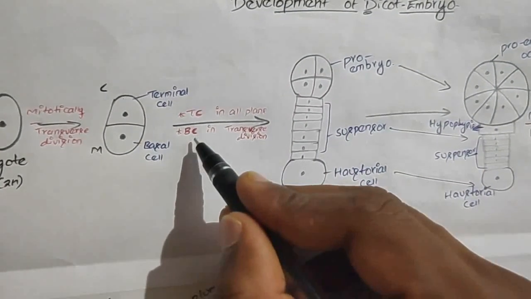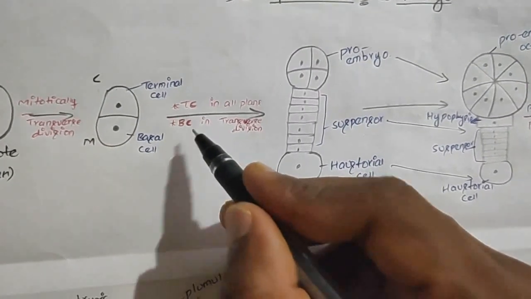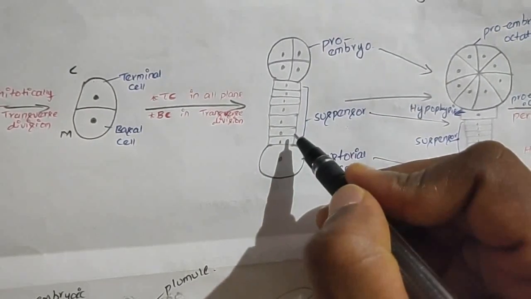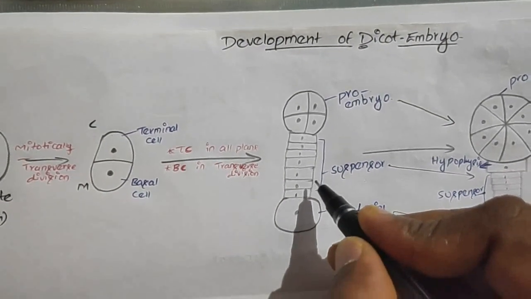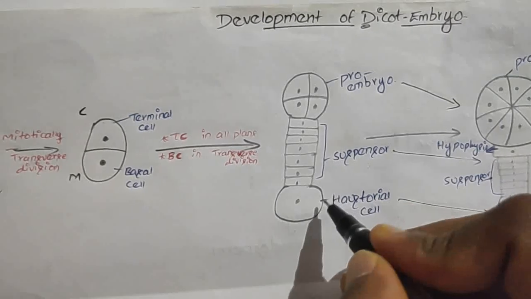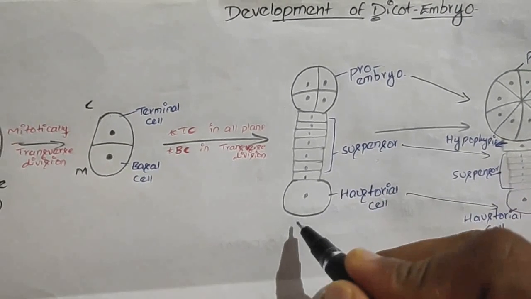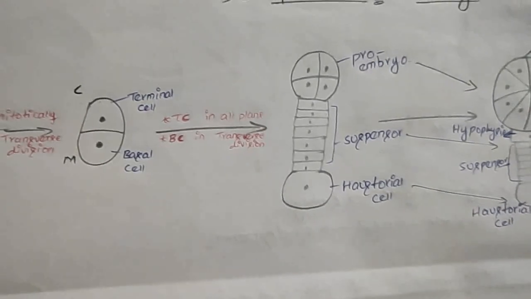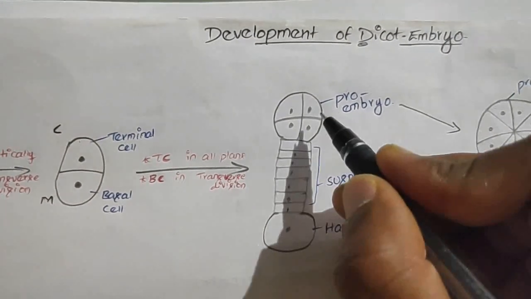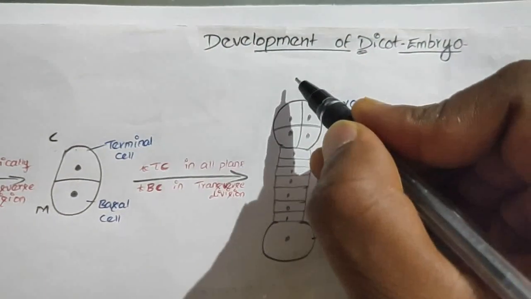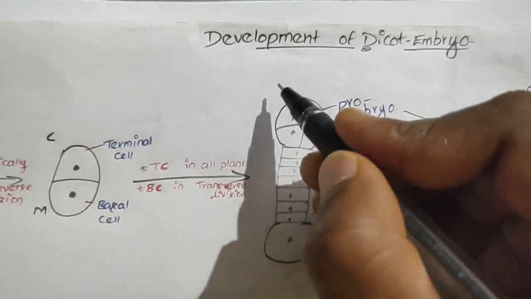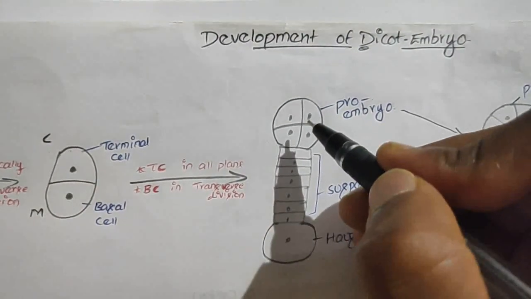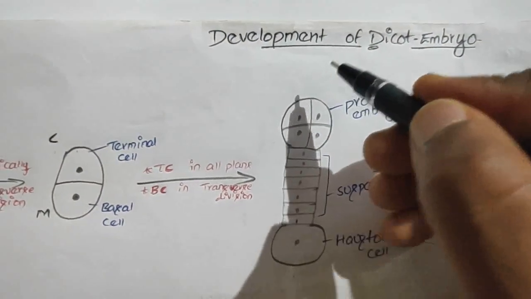The basal cell undergoes many divisions, not a single division, and all are transverse divisions, forming a long structure known as the suspensor. The cell of the suspensor towards the micropyle end is round and bigger, known as the haustorial cell. This suspensor helps in pushing the proembryo inside into the endosperm. Imagine this is the zygote, and around the zygote the endosperm is present. The suspensor helps to push the proembryo into this endosperm.